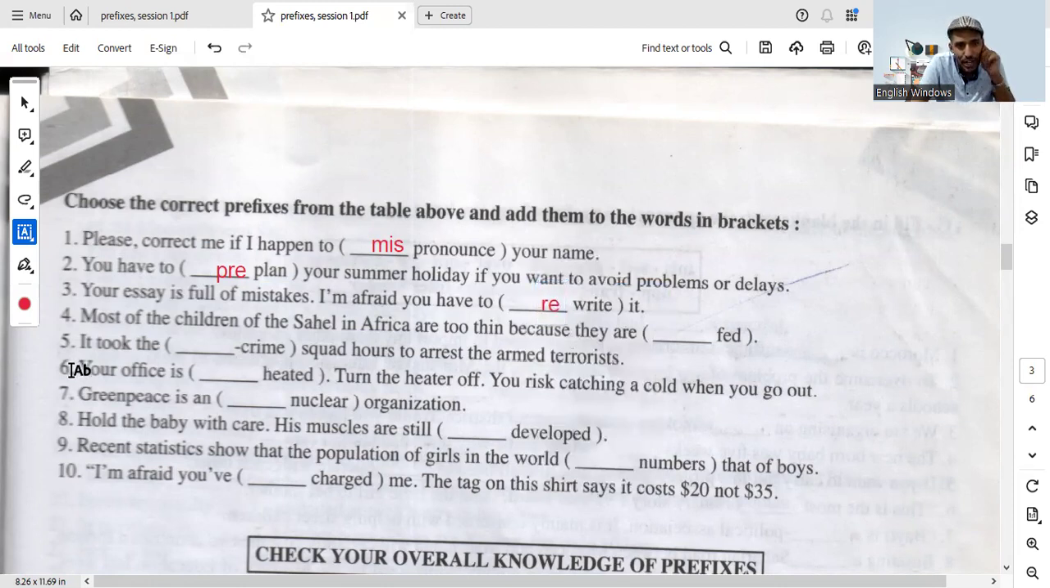Well, number 4, most of the children of the Sahel in Africa are too thin because they are fed. You know what I mean? To feed, fed. To feed.